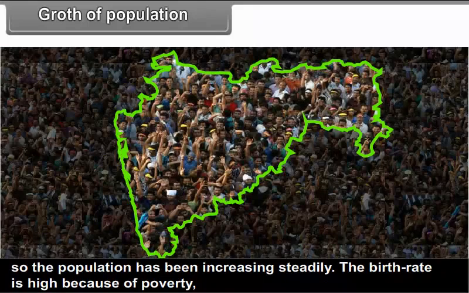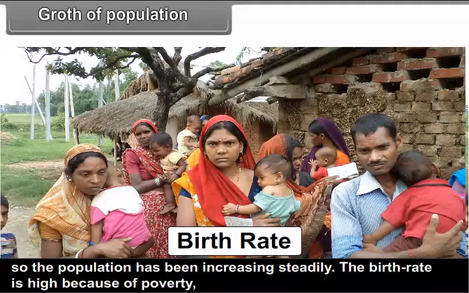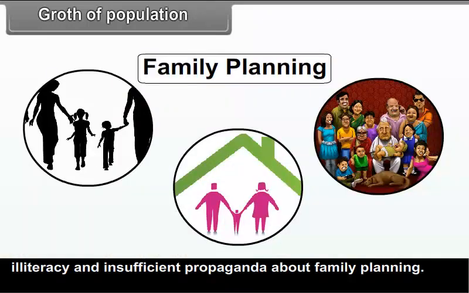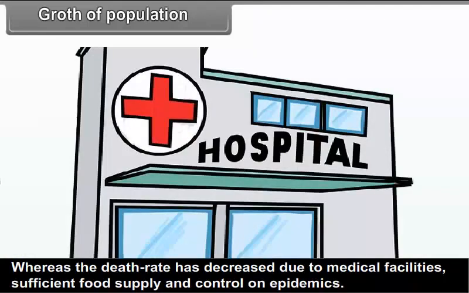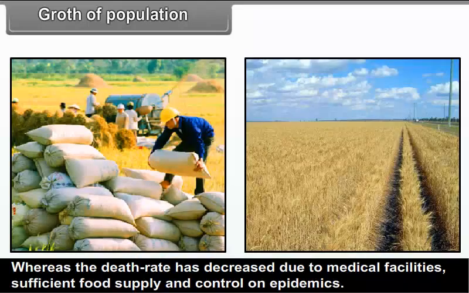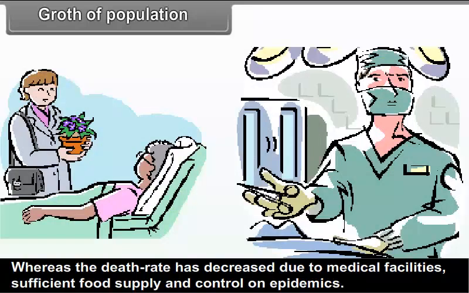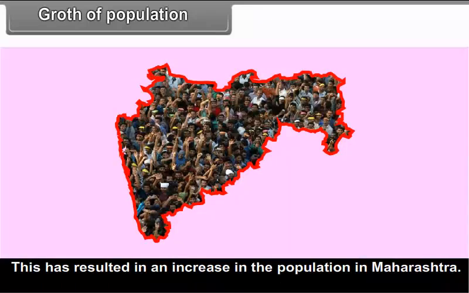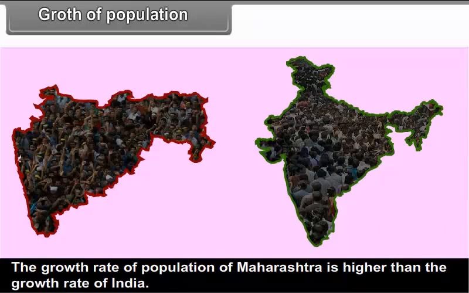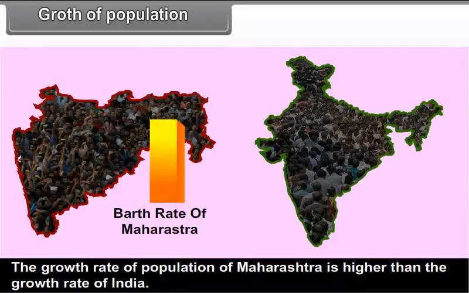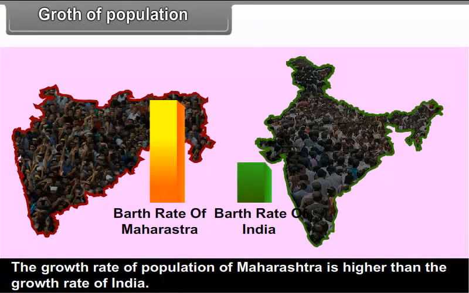The birth rate is high because of poverty, illiteracy and insufficient propaganda about family planning, whereas the death rate has decreased due to medical facilities, sufficient food supply and control on epidemics. This has resulted in an increase in the population of Maharashtra. The growth rate of population of Maharashtra is higher than the growth rate of India.